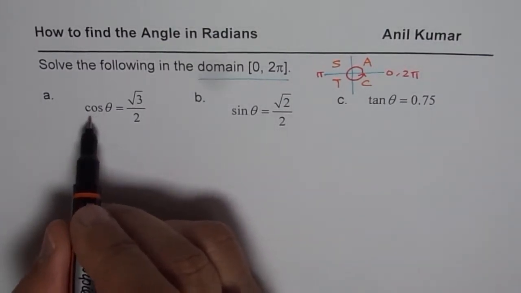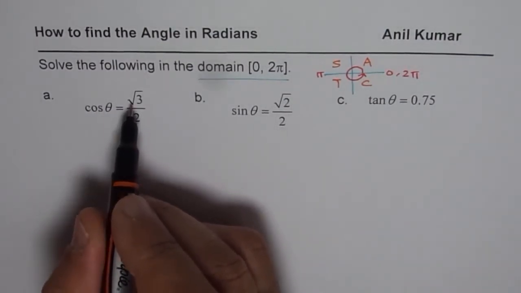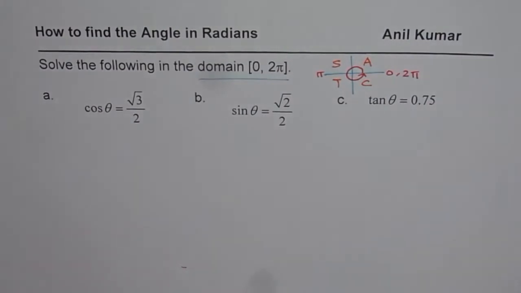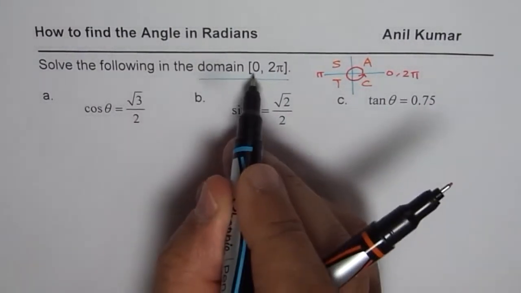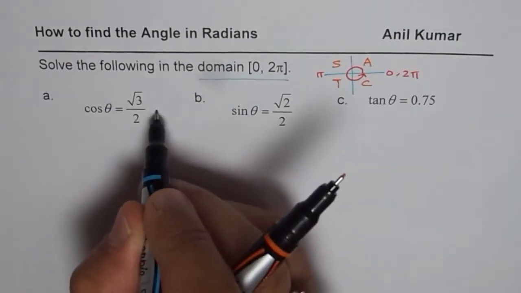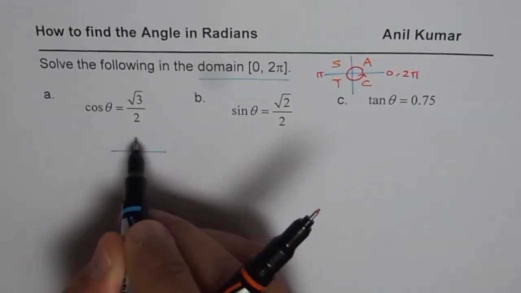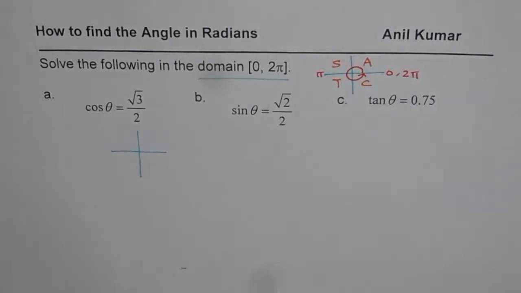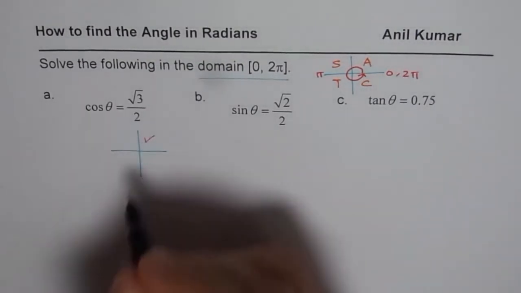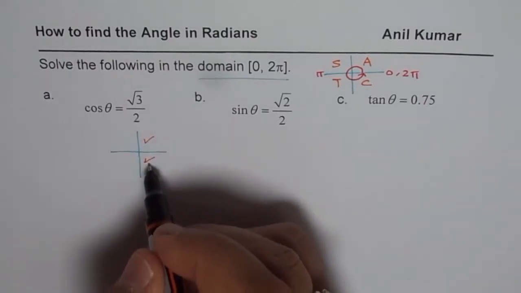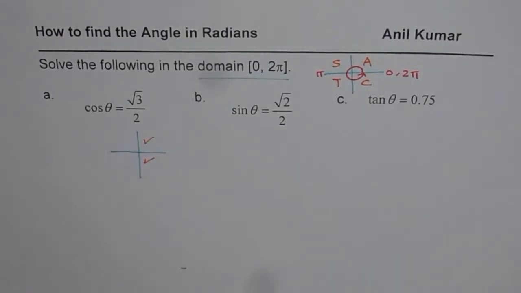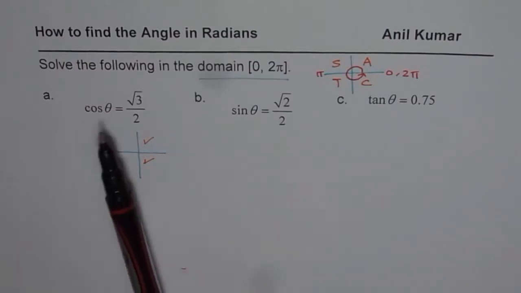First one is cos of theta equals square root 3 over 2. When this is given to you and the domain is 0 to 2 pi, you need to figure out in which quadrant we are working. Cosine is positive in quadrant 1, since all are positive, and in quadrant 4. So we are expecting two different solutions. This is the first part. Second part is how could you find theta?